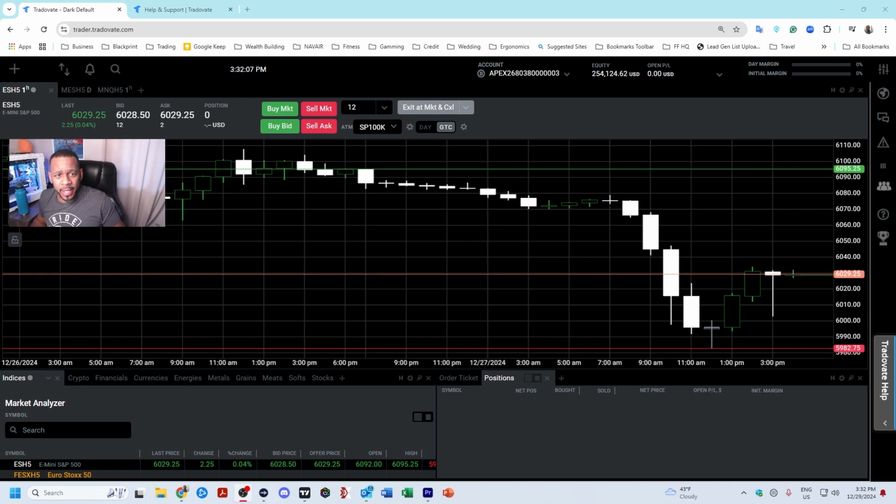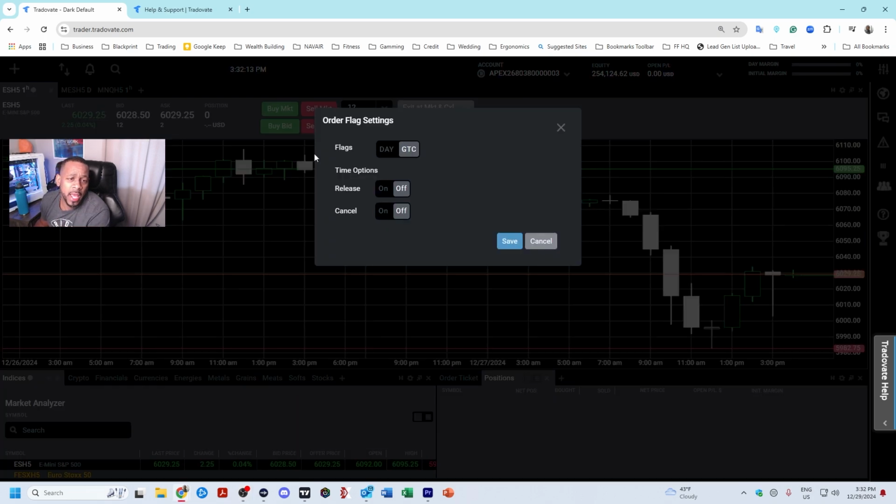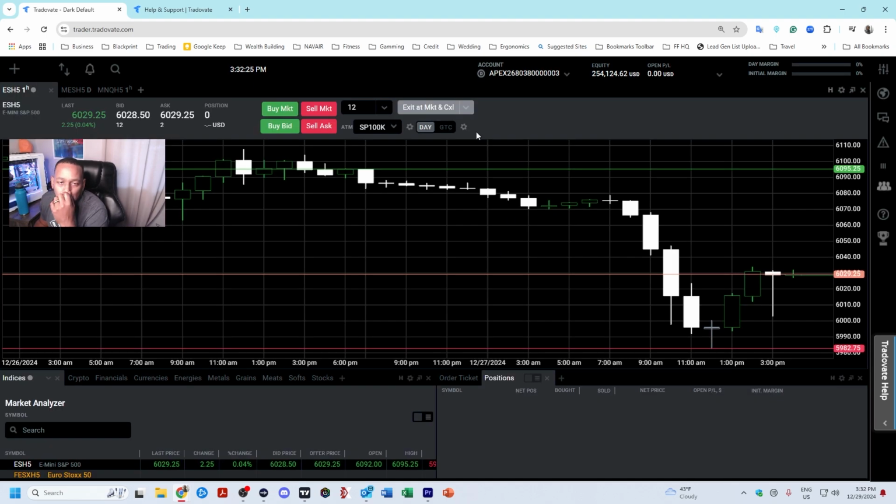So again, this is Tradovate. What you want to do here, there are two cogs. There's this one right here, and this is order flag. You want to set that for day, GTC. It's up to you. I'm going to save it underneath day because I'm set up so that my orders close by end of day.